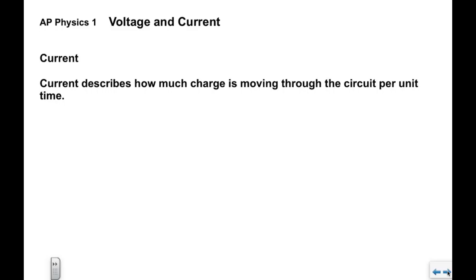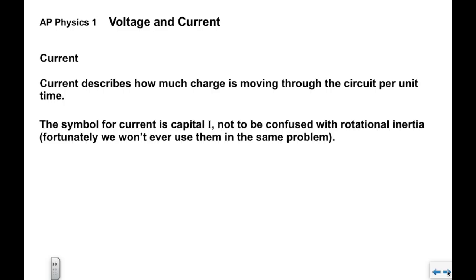Now, moving on to current. Current describes how much charge is moving through the circuit in a given unit of time. The symbol for current is capital I. It's not to be confused with rotational inertia. Fortunately, they're not going to usually show up in the same problem.